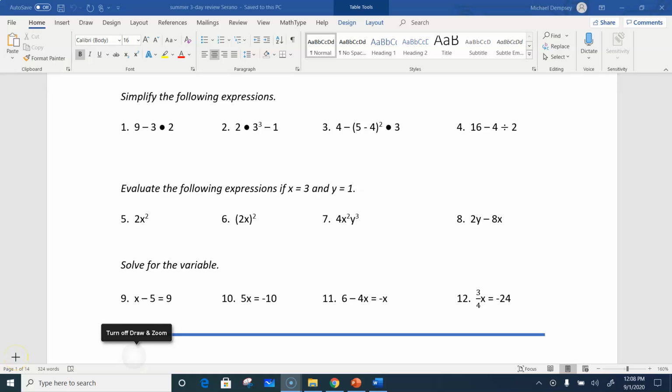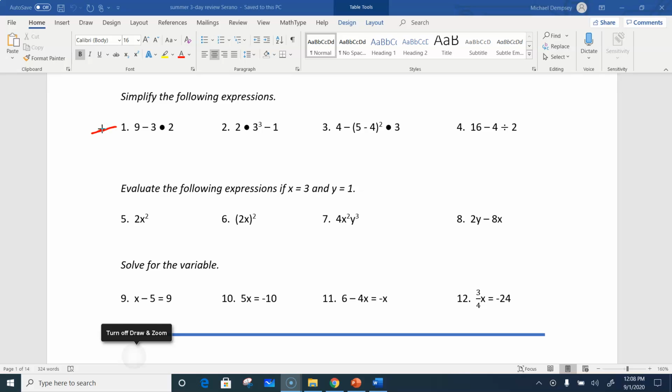Okay, so what we're going to do today is the first day of, this was a summer assignment in years past, but we did not have a summer assignment for geometry, but I think it's going to be really helpful for us to review some algebra skills. So the first thing we're looking at here is our order of operations, okay?